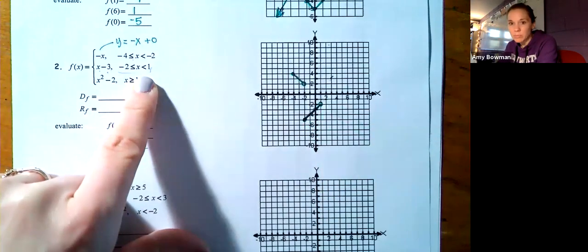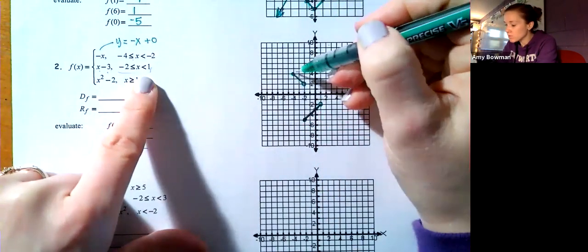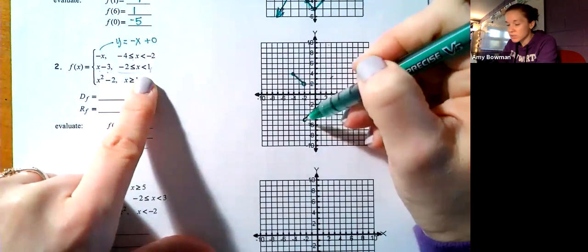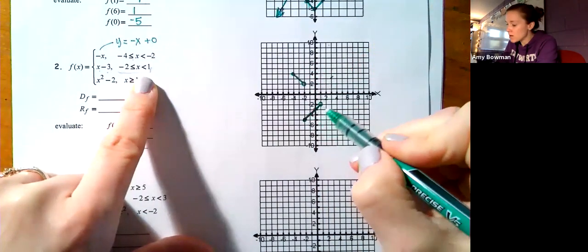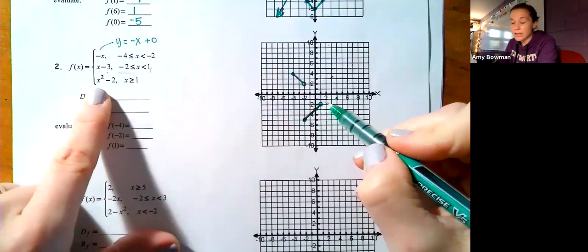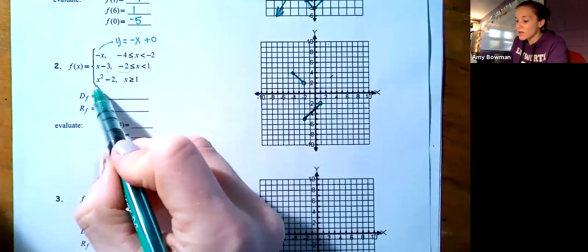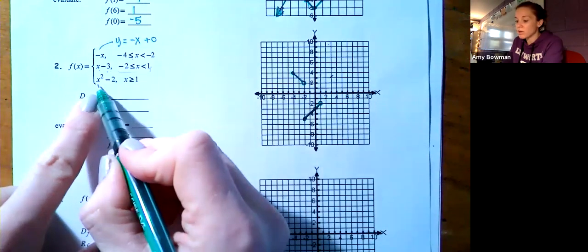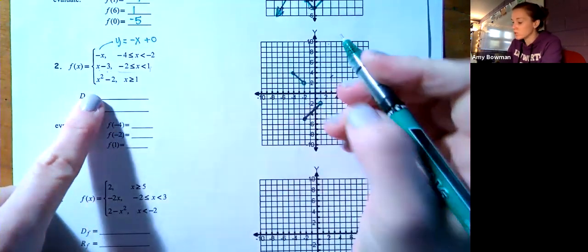So that's the second piece. The function jumps from this piece, and then at -2, it jumps down here up to 1, and then at 1, I'll jump up to this new one, x squared minus 2. So now we're throwing in a quadratic.